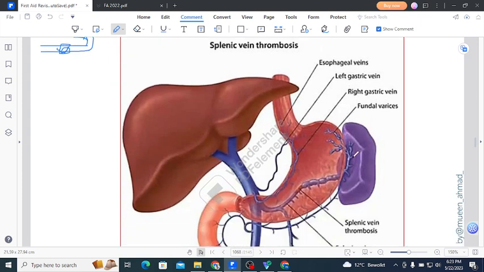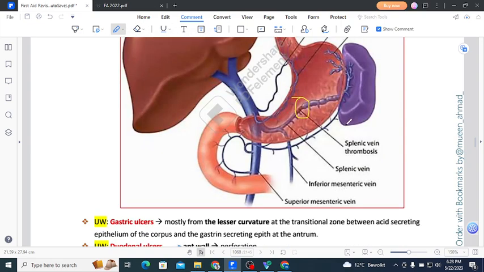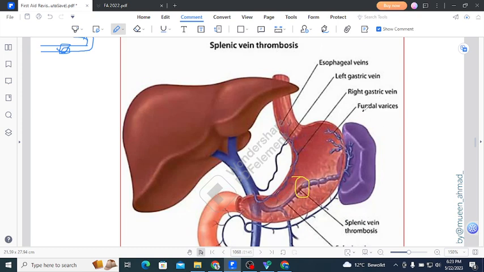So here you can see the splenic vein thrombosis. Suppose this is the point of obstruction. Okay, let me change the color. So suppose this is the point of obstruction, the splenic vein thrombosis over here. Due to that splenic vein thrombosis, what are we seeing? You can see that these are the fundal varices which are being formed. Like this, the splenic vein has been engorged, and the fundal varices have also been engorged, and the other venous tributaries are the same as those arteries.